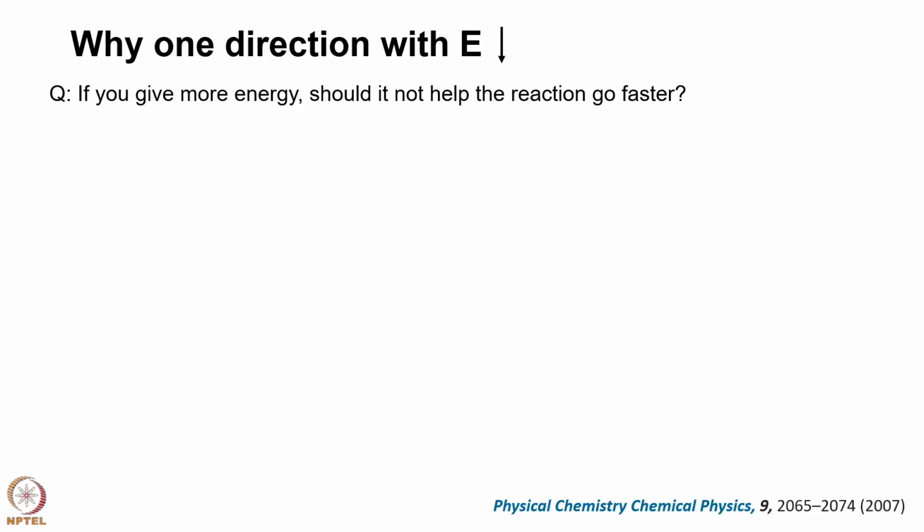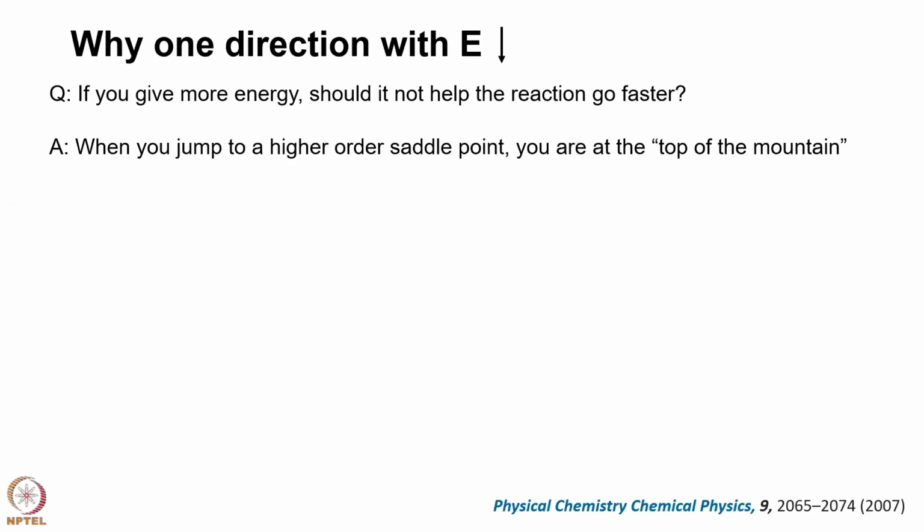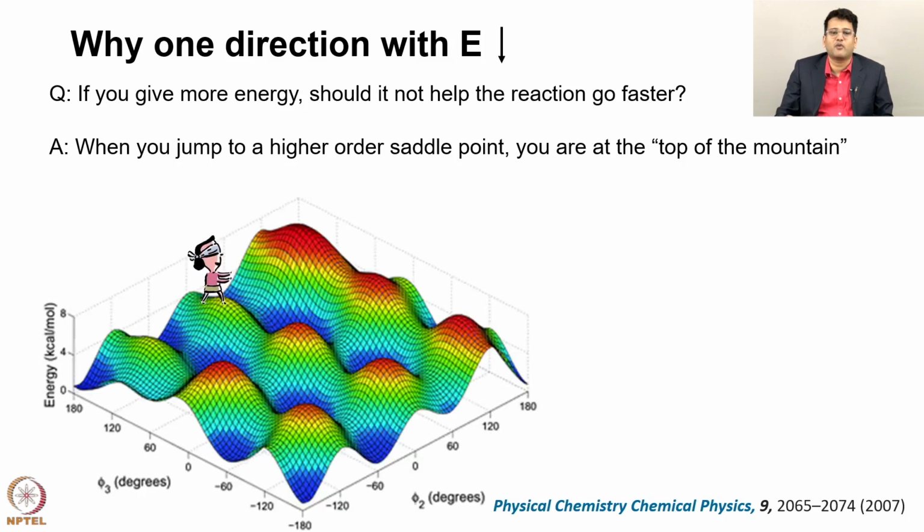Now, why does the energy go down in that one direction? Because these are the paths through which you can go from one valley to the other, and that is what you are looking at in the potential energy surface. Now, the question is: if you give more energy, will it make the reaction happen faster? A reaction is nothing but crossing from the reactant valley to the product valley, and this goes through the transition state or the minimum energy pathway. If I give a higher amount of energy, will it cross the path more quickly?